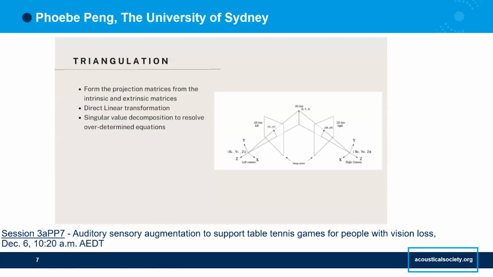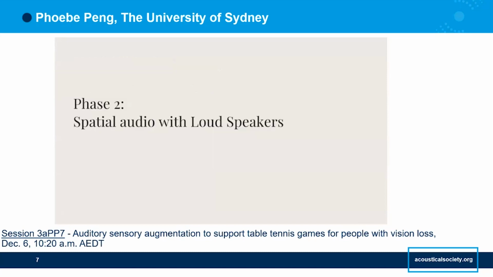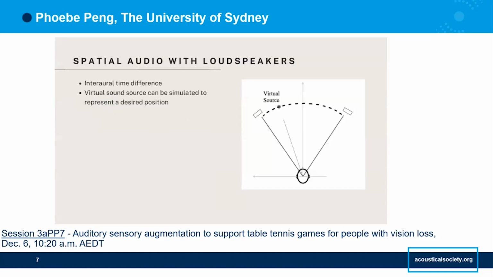A single camera cannot determine the depth of an object. Hence, two cameras were used, and triangulation of the 3D point from the 2D pixel coordinates was done using direct linear transformation. The next phase in the pipeline is to transform the 3D position to audio signal.